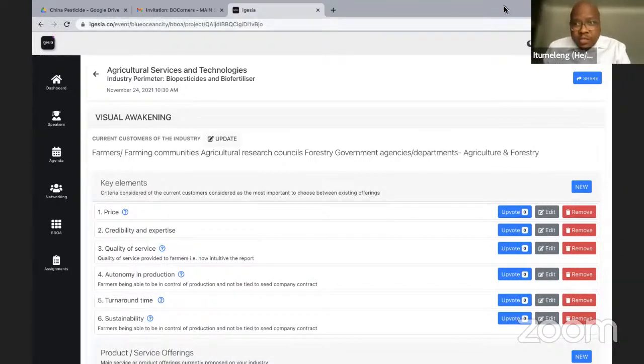Not much has changed in terms of our current customer. So it's still farmers, farming communities, and agricultural research councils and government departments that are involved in agriculture. The only thing that I added here was that we also wanted to include urban agriculture, so people that are local farmers in the cities, even nurseries as well.